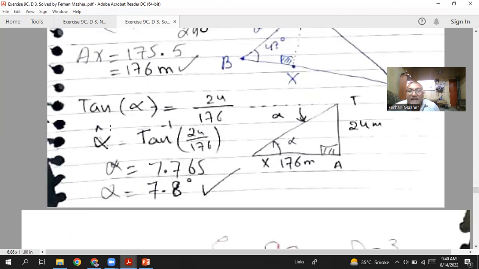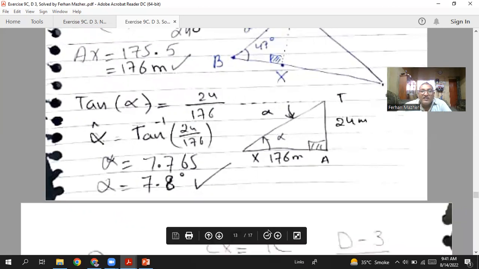So alpha will be tan inverse of 24 divided by 176, and you have to take the tan inverse. So alpha will be equal to 7.8 degrees. So the angle of depression from the top of the tree to the boat will be maximum there, and that will be 7.8 degrees. So this is how you will do that question.